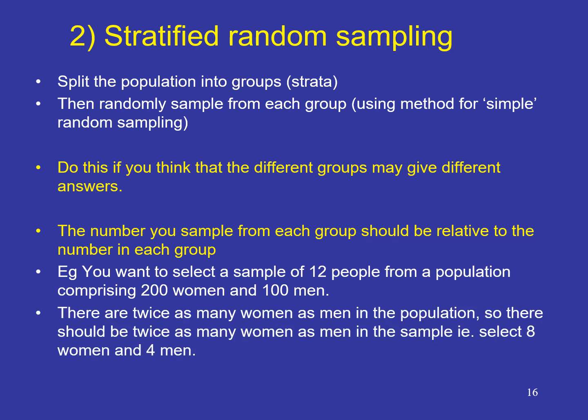Now, there are twice as many women as men in the population, so there should be twice as many women as men in the sample. So there are 12 people in the sample, there should be twice as many women as men in the sample, so we should select 8 women and 4 men.